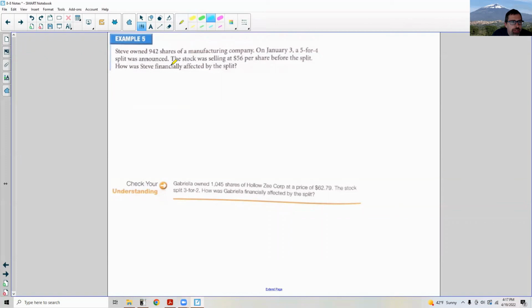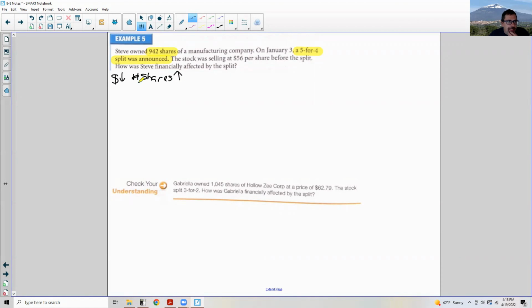Okay, example 5. Steve owned 942 shares of a manufacturing company. On January 3rd, a 5-for-4 split was announced. So if you have 4 shares, now you'll have 5. Whenever you're getting 5 shares when you had 4, the price is going down and the number of shares is going up.